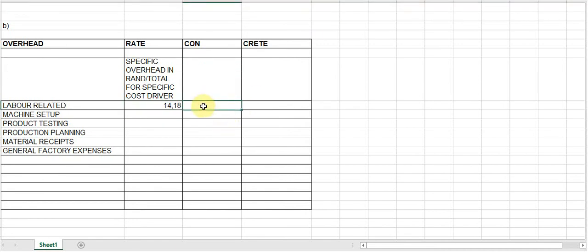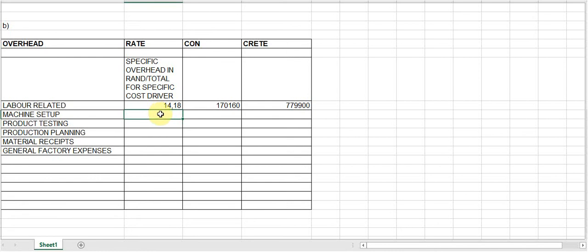For Con, I'm going to say it's this rate, 14 Rand and 80 cents, and I need to times it by the cost driver for that specific product, and I believe that was 12,000 there. Then I need to take the rate again, and I need to times it by the 55,000, which relates to Crete.